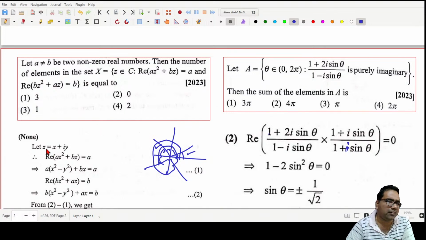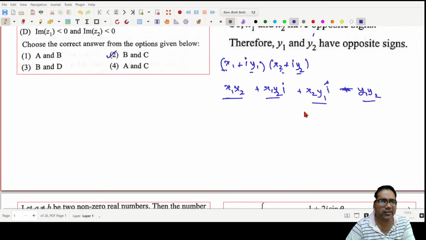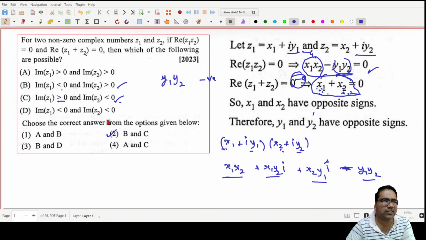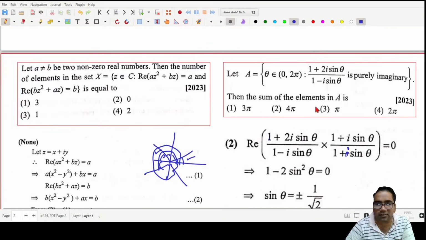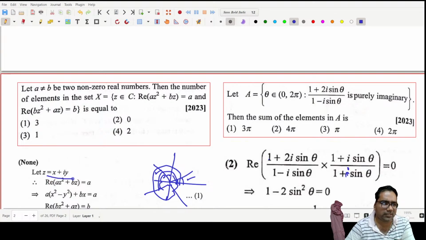So what we have done in all of this, we assume Z as some x plus iy. In this case, we assume Z as x plus iy. Here also Z as x plus iy, right? This one also, x plus iy.